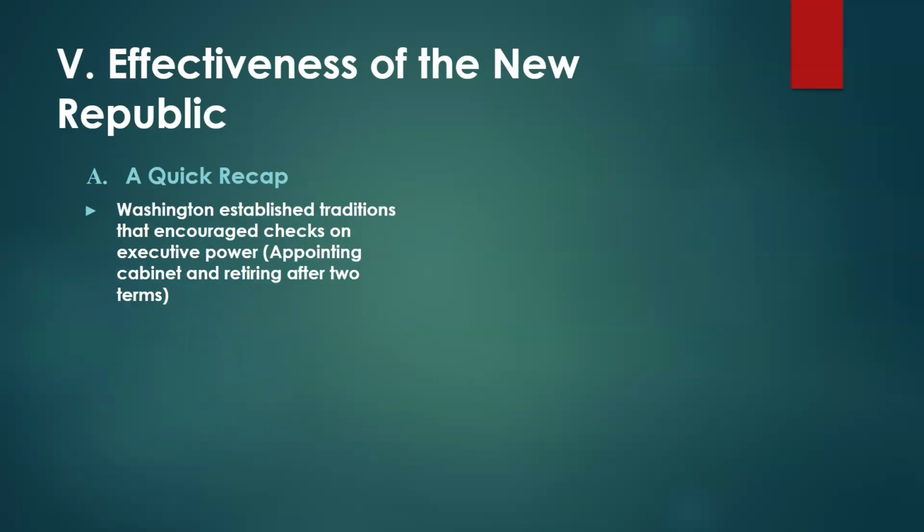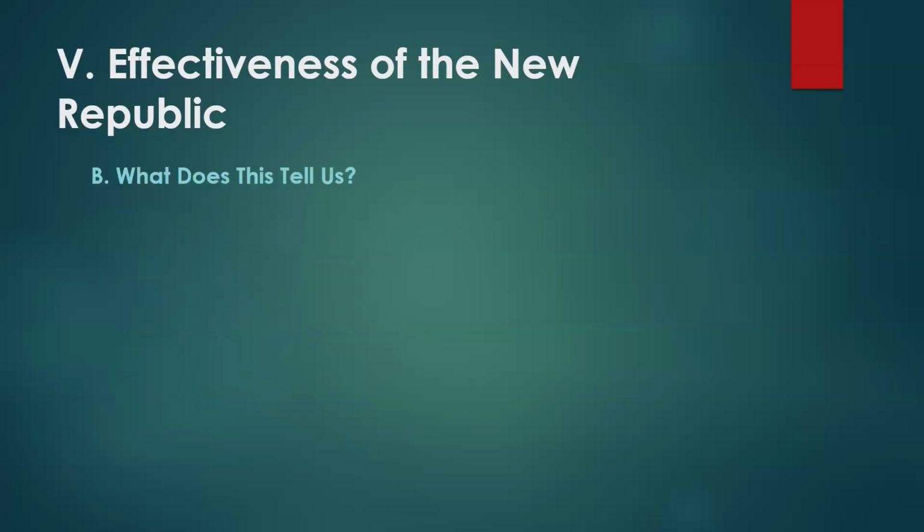Furthermore, we saw Washington establishing some traditions that would continue to be followed, that stood within the groundwork of the Constitution and its ideals. He even put some self-inflicted checks on his own executive power, very much falling in line with the ideals of the Constitution. All these things together seem to clearly demonstrate that this new government was working, and it's much more effective than the government that was operating under the Articles of Confederation.